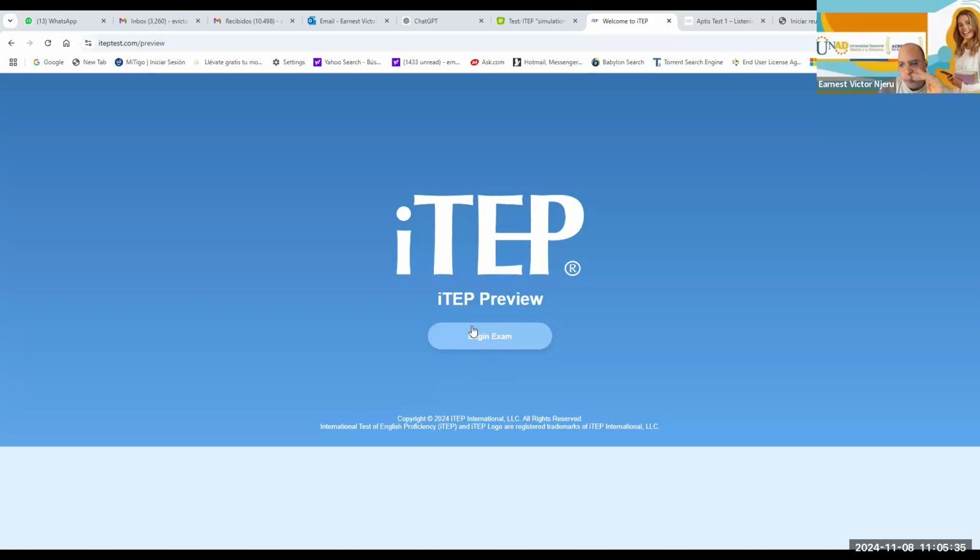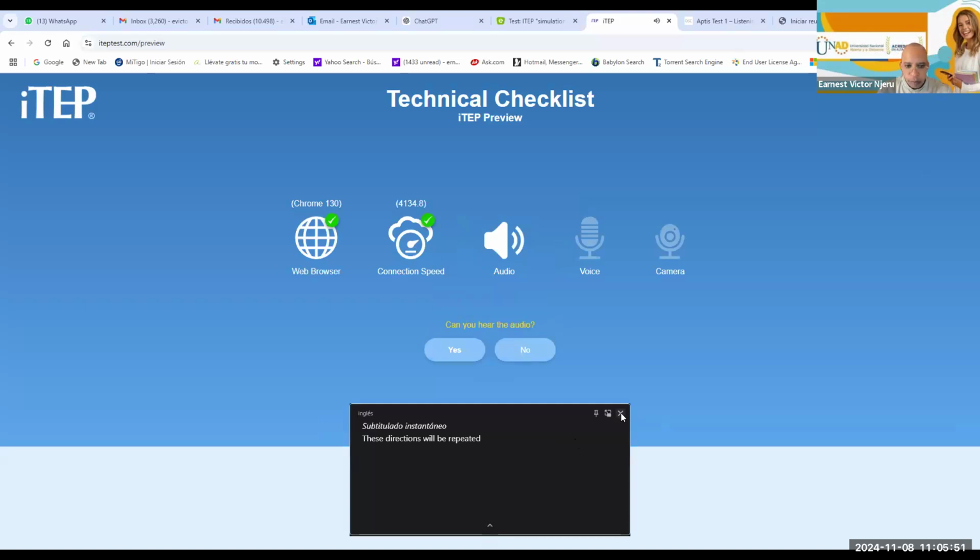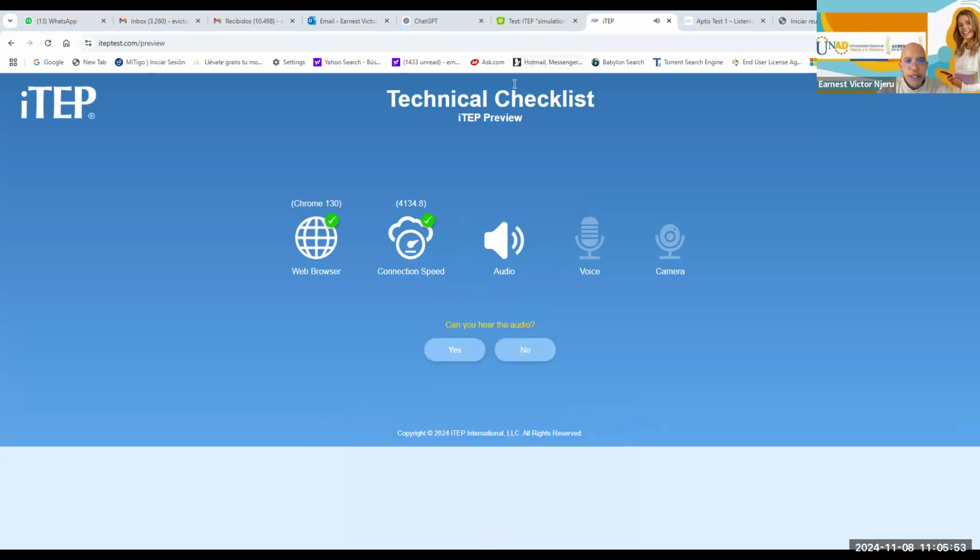So we have two parts. The first part is just like a preview to show you what happens when it comes to the presentation of the Aptis. And then from there, we have some typical questions whereby you are going to practice more. When it comes to the Itep, these directions will be repeated as you make your adjustments. You will also be able to adjust the volume during the test. You hear the audio, it's okay. And then you say, this is a microphone test.